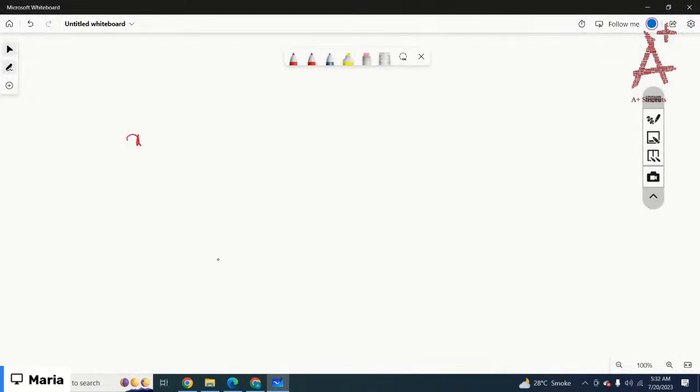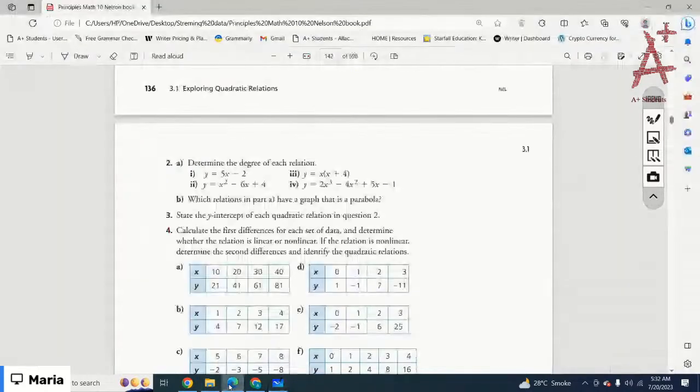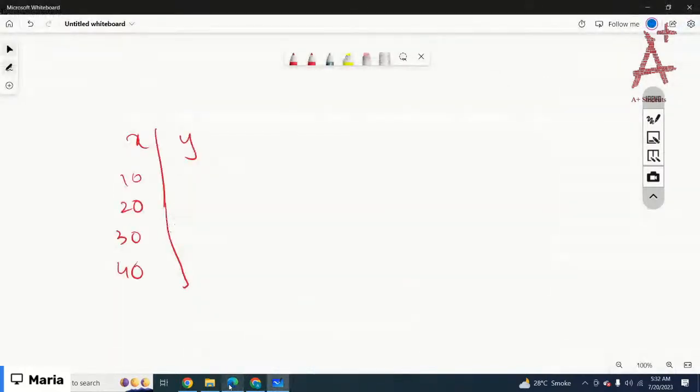Okay, the x values are 10, 20, 30 and 40, and the y values are 21, 41, 61 and 81. Let's just calculate the first differences.